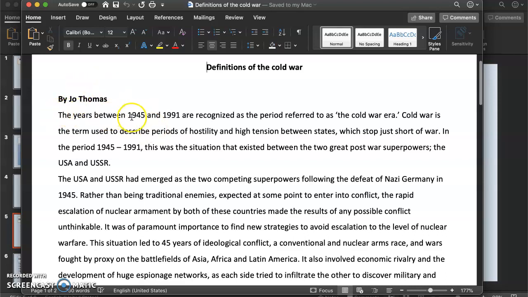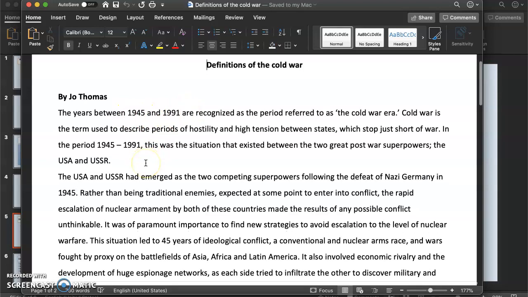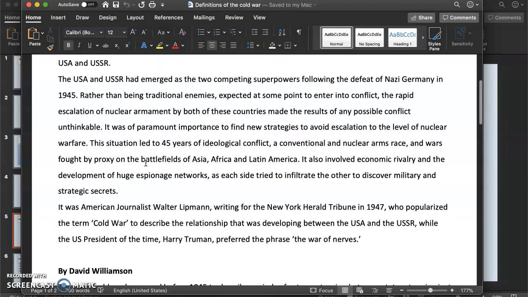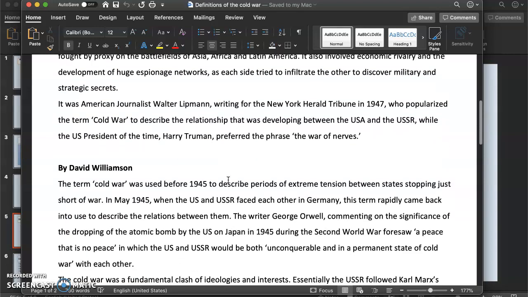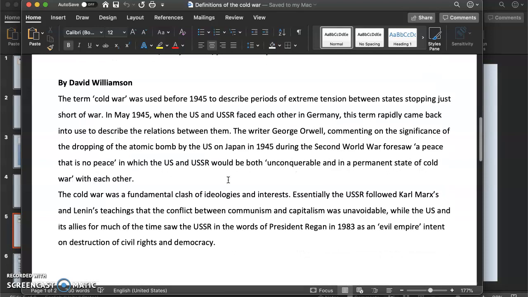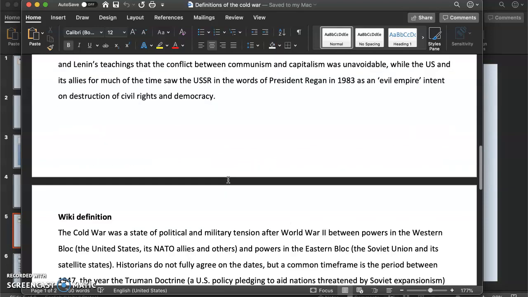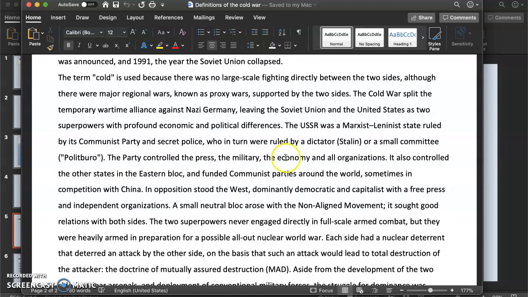So maybe when it was. So some say it's between 1945 and 1991. Underline that, highlight it. It was ideological conflict. It included a conventional arms race, and it was fought by proxy. This is a fantastic definition here. You might want to just keep hold of it. And then there's another definition here by historian David Williamson. Do the same thing there, and finally a wiki definition.